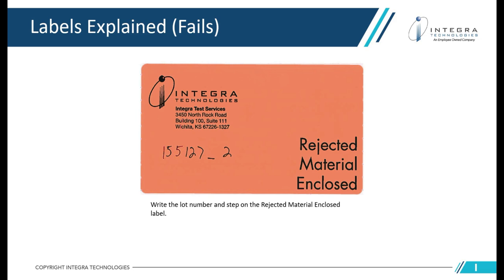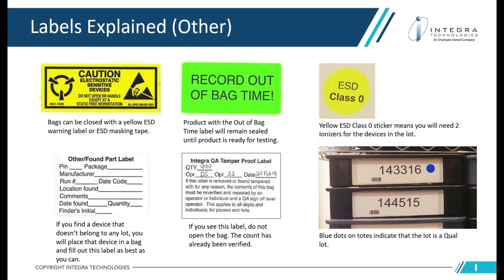Let's take a look at our next label, the Rejected Material Enclosed label. This label will be placed on the outside of our failed bag to identify that the devices inside the bag are fails. When filling out this label, you will need to write the lot and step number on the label as shown here. Let's go ahead and take a look at a handful of the other labels that you may see on the test floor.